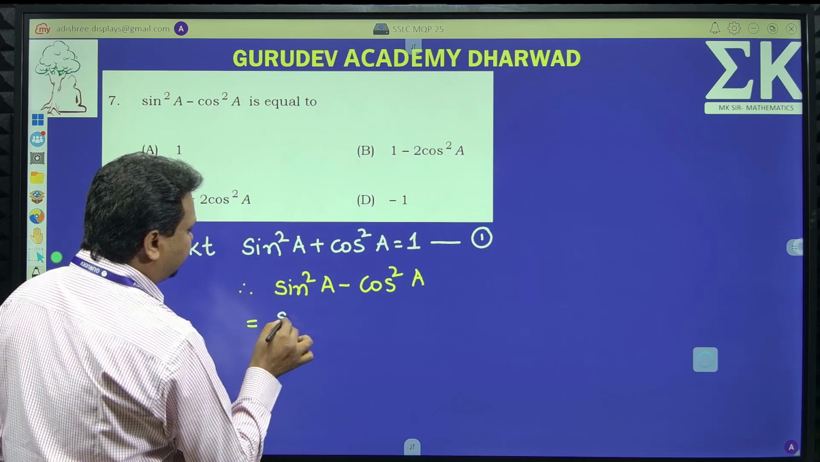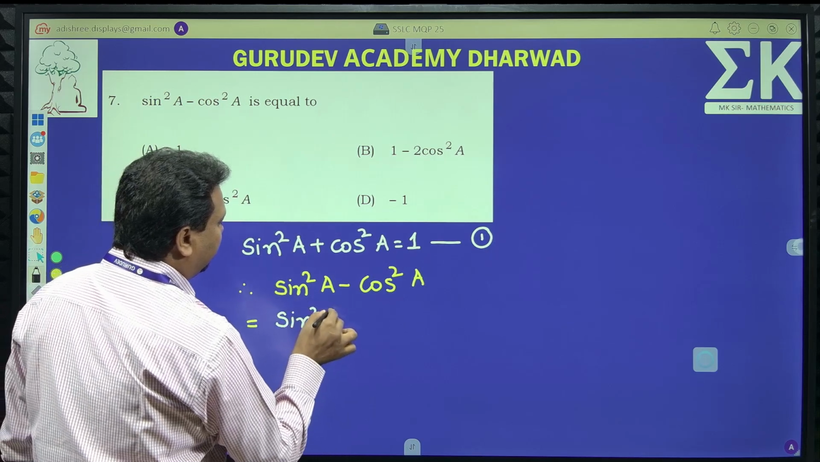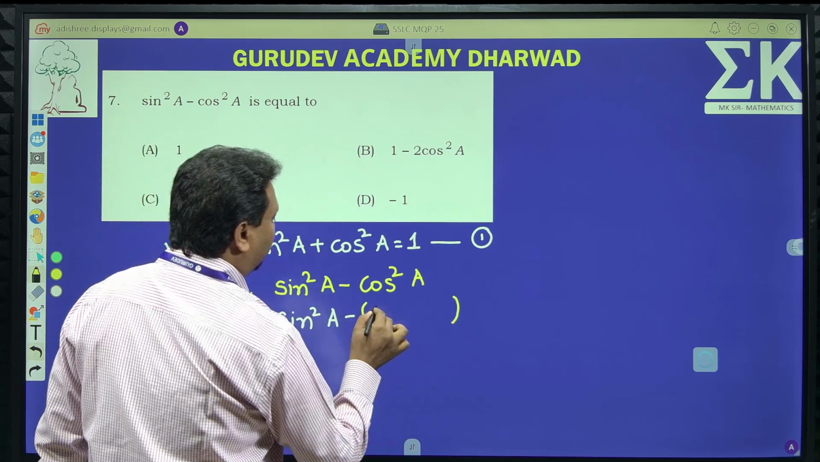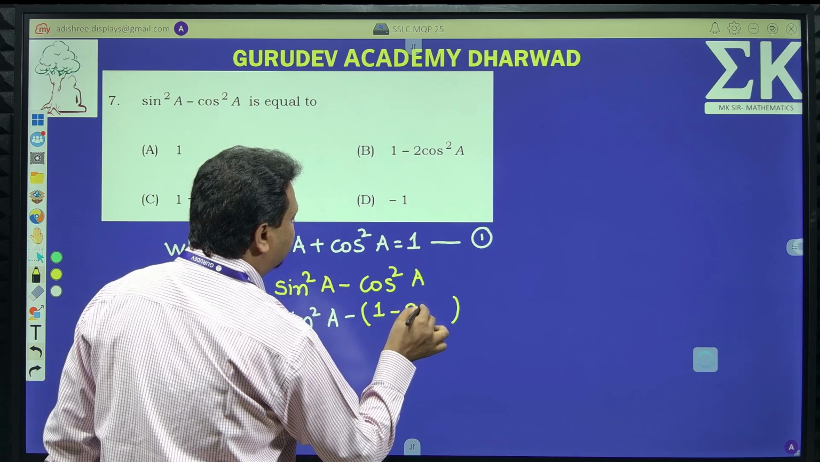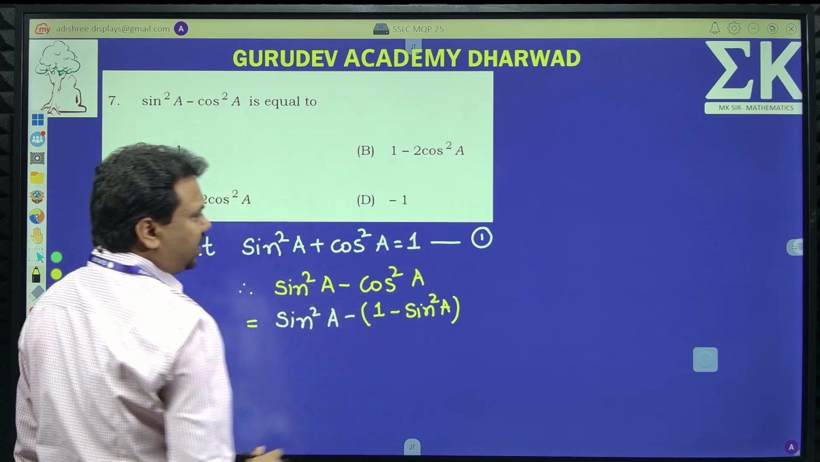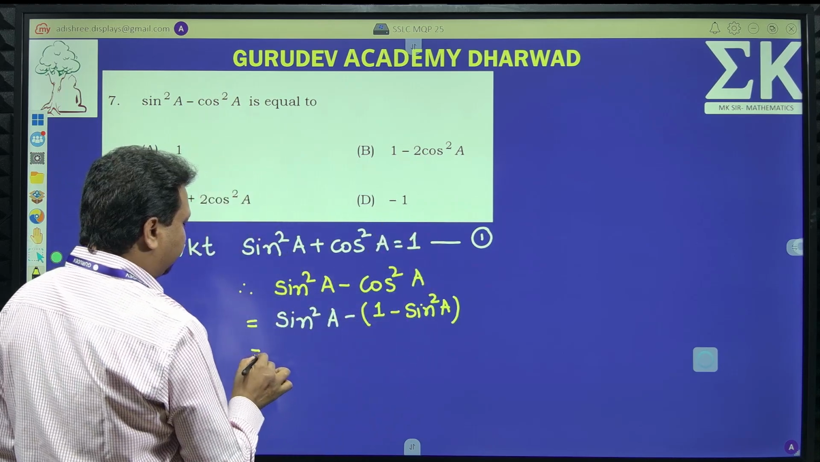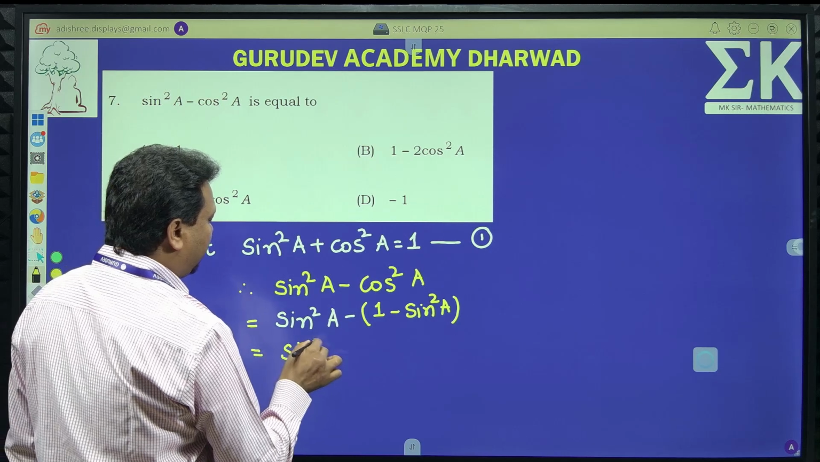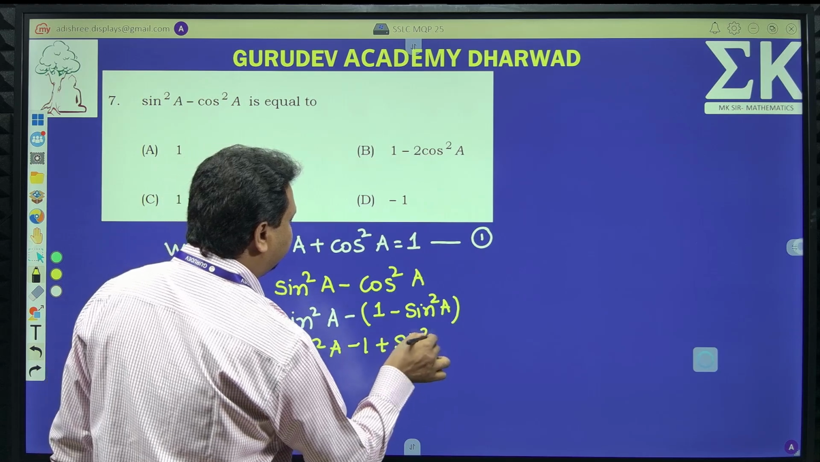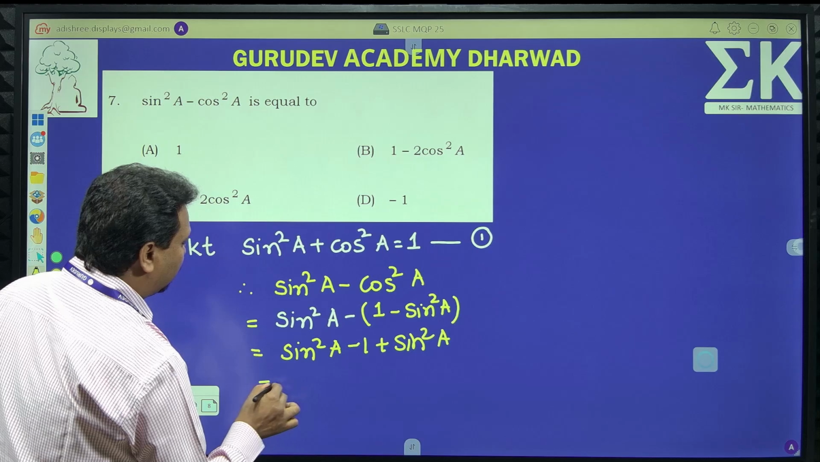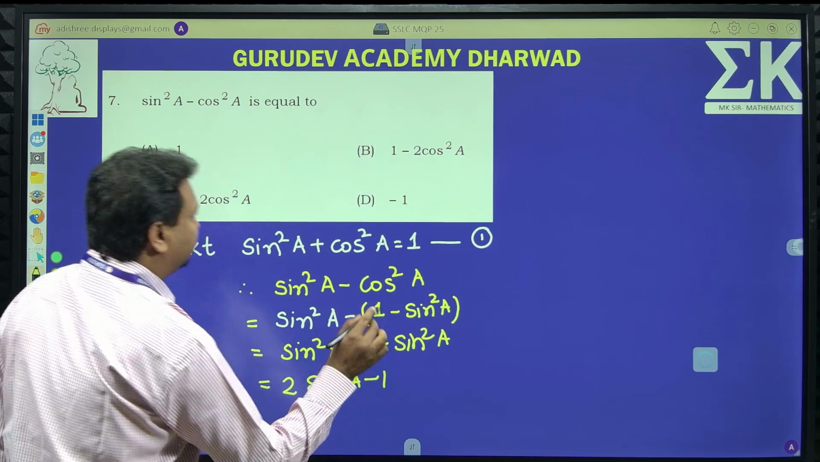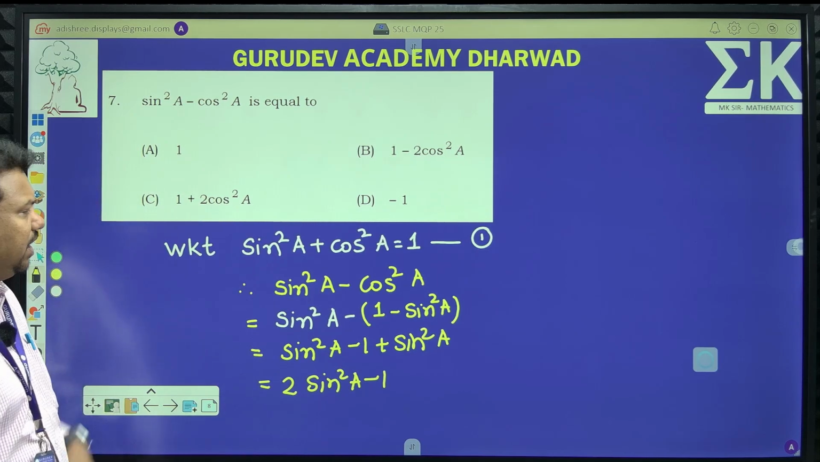I will write sin square A as it is minus, in place of cos square A, what can I write? 1 minus sin square A using equation number 1. See that? If I take sin square A to the RHS, you will get cos square A. Now, what is the simplification? Sin square A minus 1 plus sin square A. So, that becomes 2 sin square A minus 1. Possible? Possible.